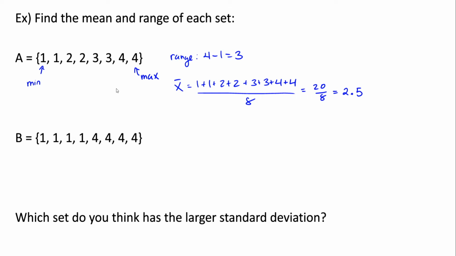So which set would we think has the larger standard deviation? Since standard deviation tells us how spread out the data is, or it gives us an idea of how far away on average each value is from the mean, we would expect set B to have a larger standard deviation. So here our mean is 2.5. If we look at A, these values are pretty evenly spaced out. With B, we have a lot of values on the low end, and we have a lot of values on the high end. And it turns out that B does have a larger standard deviation.